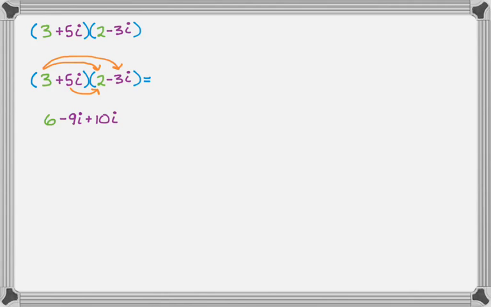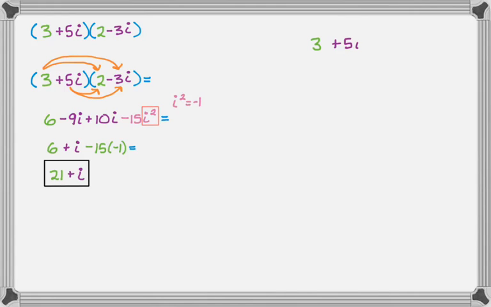So this is basically the same idea as multiplying 5x and negative 3x, which would give me negative 15x squared because of x times x. This is going to give me negative 15i squared. And now I have to remember what i squared is equal to. So i squared is equal to negative 1. So although it doesn't look like it, that's actually a real number. So what I have is 6, and then plus i, and then negative 15 times negative 1, which we know is 15. So this is going to be 6 plus 15 is 21 plus i.